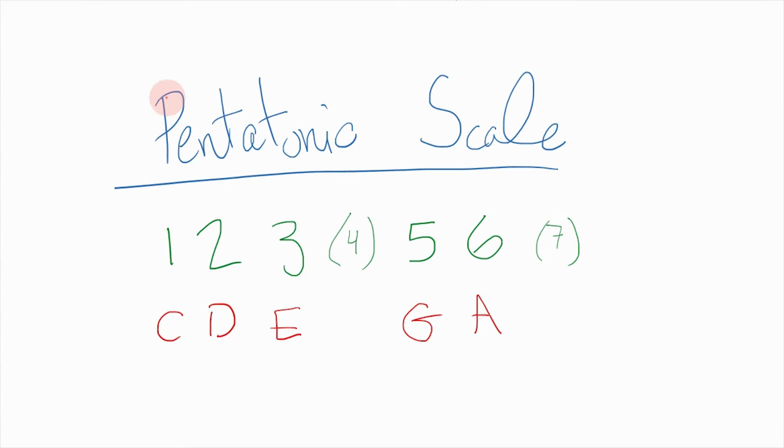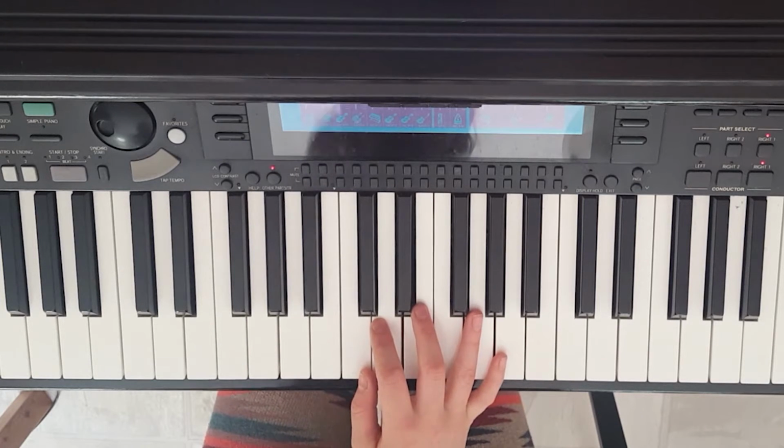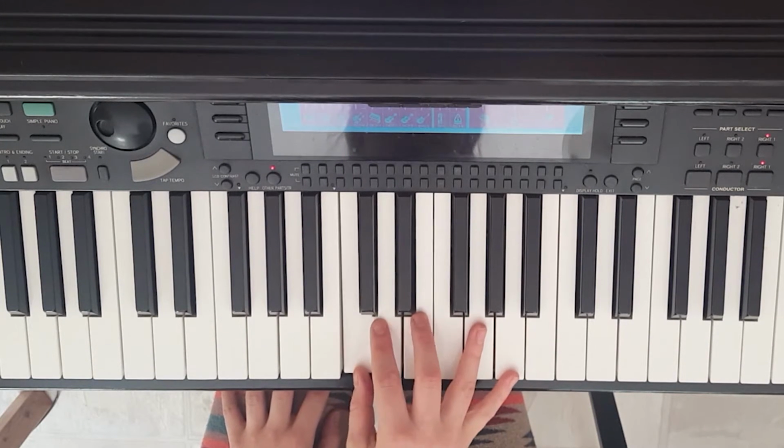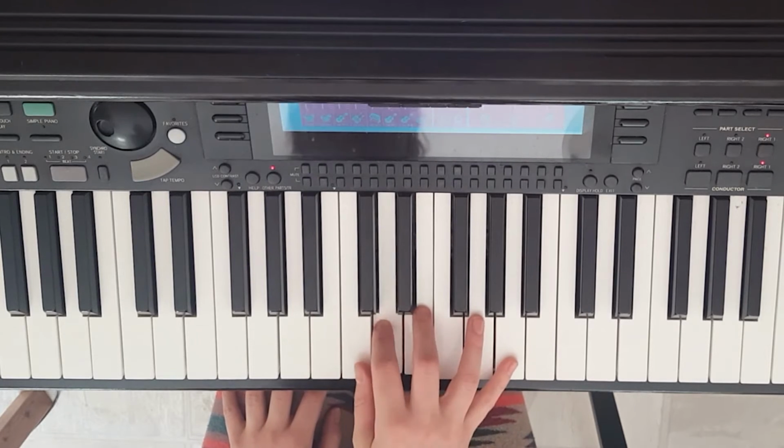So for example, the most common pentatonic scale can be formed by deleting the 4th note and the 7th note from any regular major scale. So if you're talking about C major scale, which has no sharps or flats, you'd be deleting an F and you'd be deleting a B. And then what you're left with is 5 notes, C, D, E, G, A. So a C major pentatonic scale on the piano would be C, D, E, G, A.